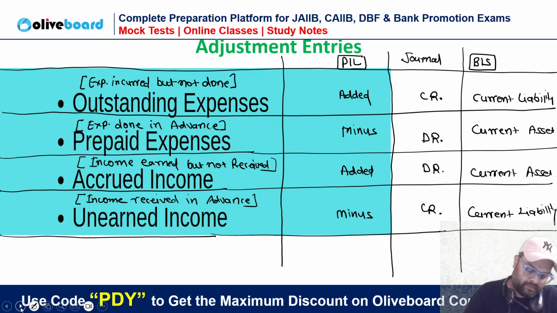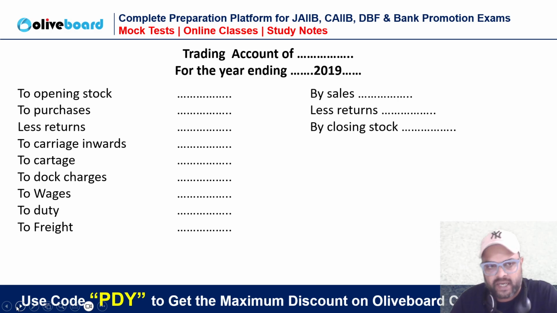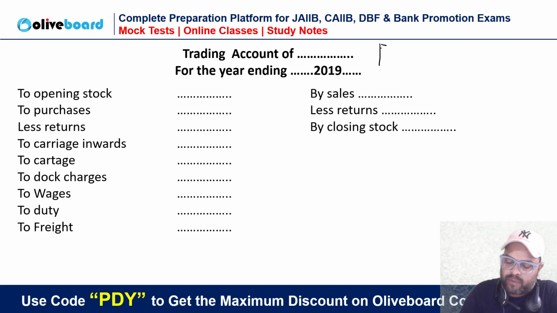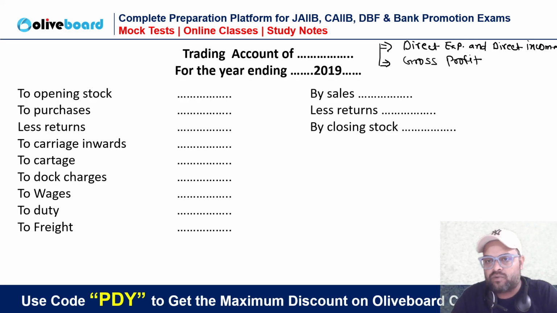Now, let's understand the format of the trading account. Remember two very important things about the trading account. First, it records all the direct expenses and direct income which are related to the product, and it is used to calculate gross profit. By making a trading account, we calculate the gross profit.